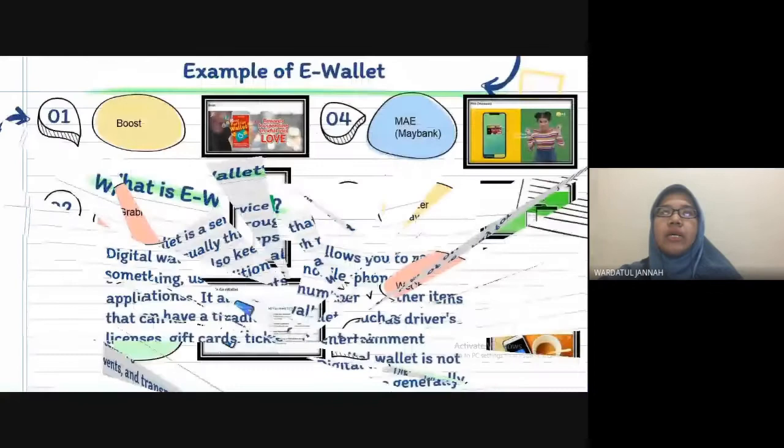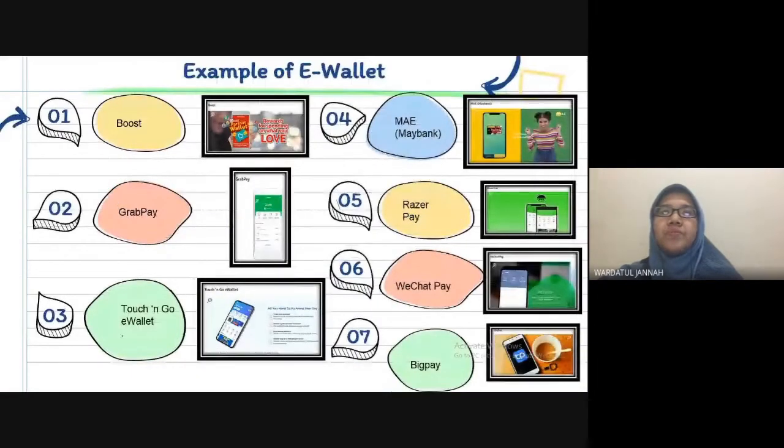Example of e-wallet: Boost, GrabPay, Touch and Go e-wallet, Maybank, Razorpay, WeChat Pay and BigPay. Okay, next slide.